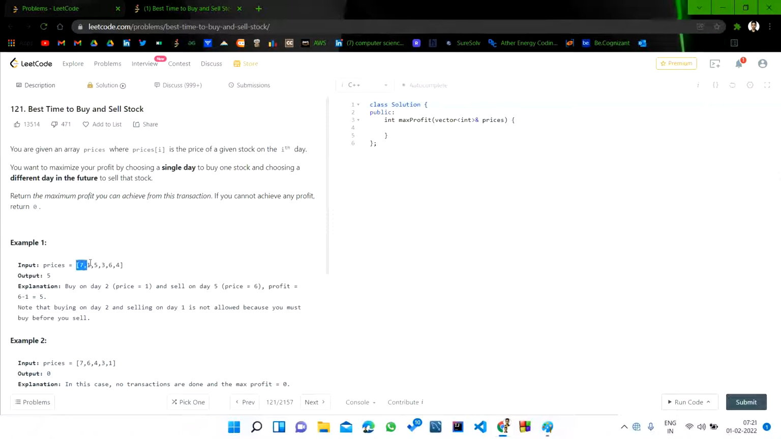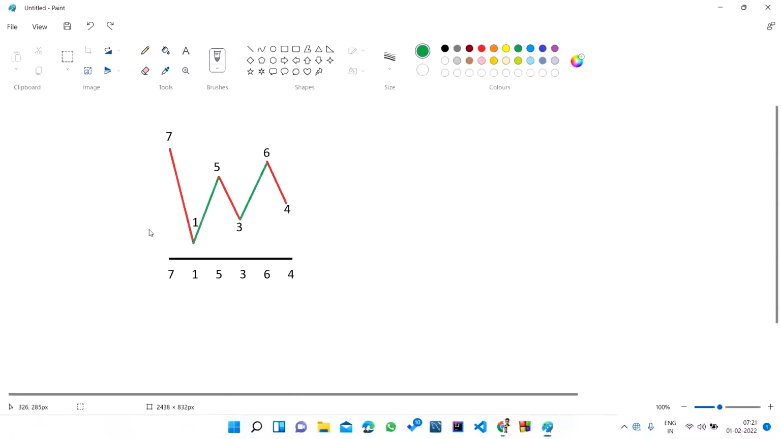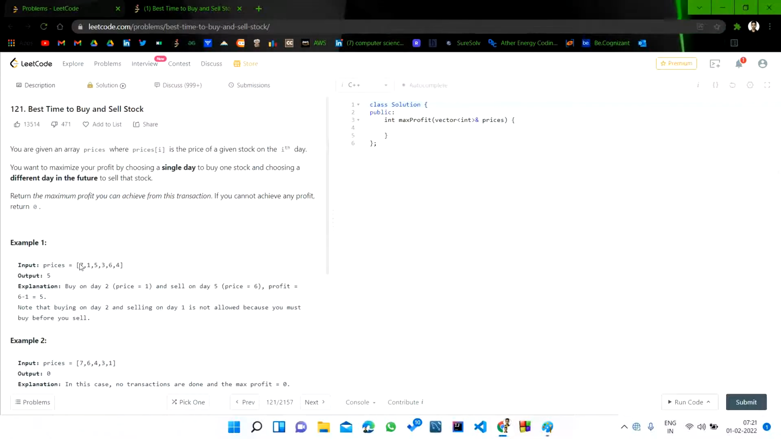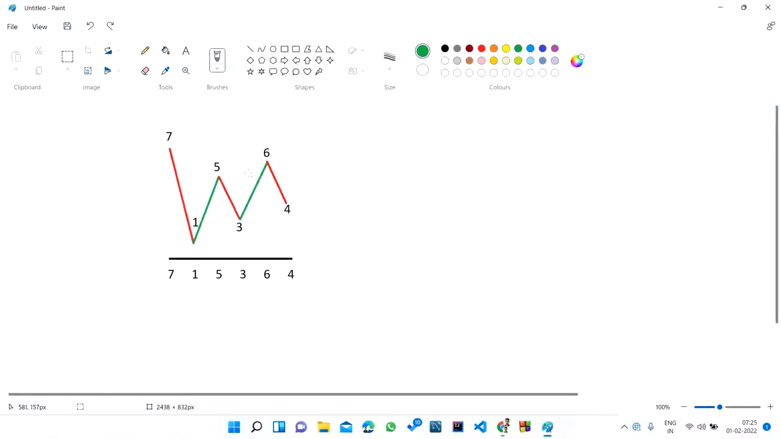So here basically they are going to give you an array where each value represents a stock price on a particular day, and you have to make at most a single transaction and gain maximum profit. So I hope you understood the question. So let's see how to approach this problem. Let's consider this first example where the stocks are 7, 1, 5, 3, 6, 4. So these are the stocks they have given.